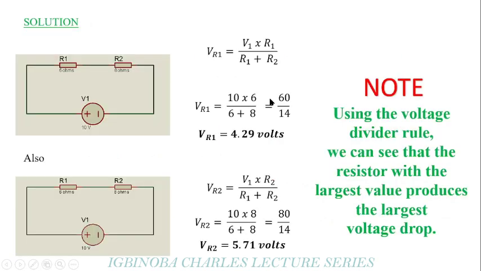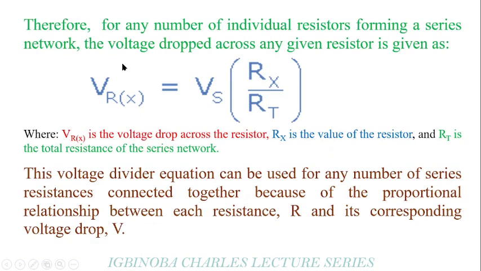The first example we looked at was just an example with two resistors. In cases where you have more than one resistor in the circuit connected in series, you can apply this particular law in finding the voltage drop across the individual points. This voltage divider equation can be used for any number of series resistances connected together because of the proportional relationship between each resistance R and its corresponding voltage drop.